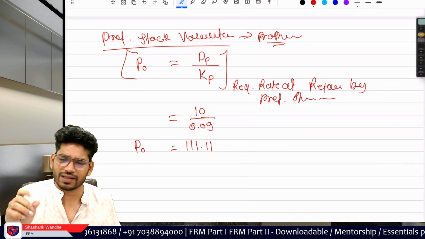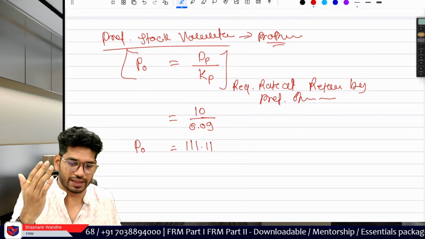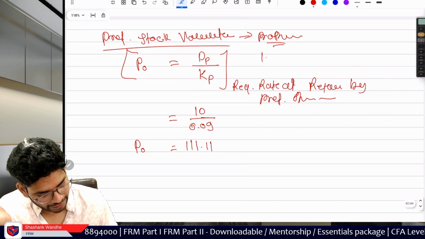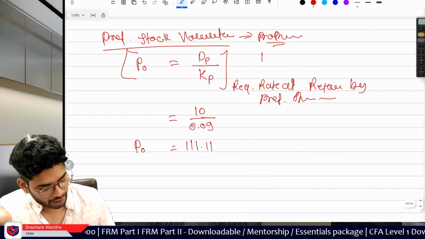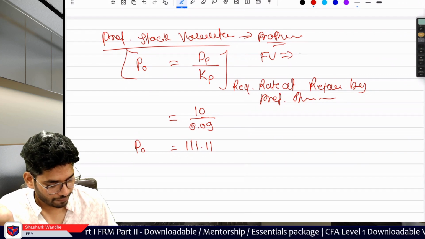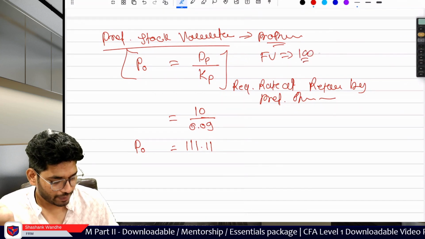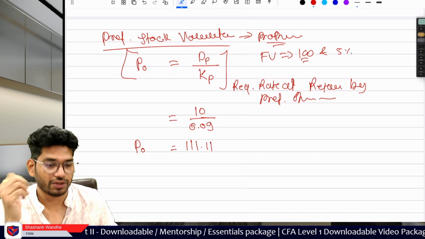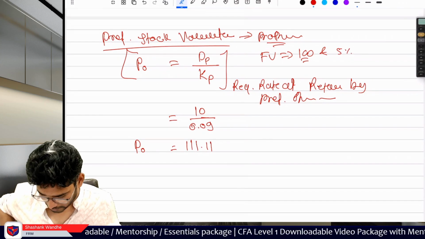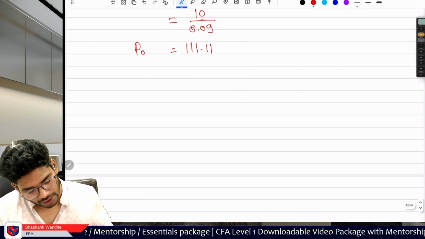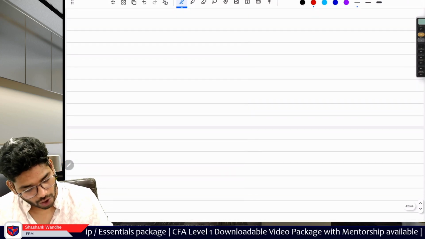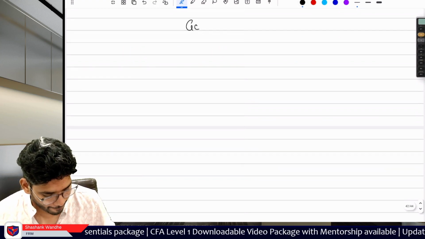So common mistake areas are not there, the dividend is the dividend. One more thing: this dividend is on the face value only. So the preferred dividend is on the face value. If the face value is 100 and the dividend is 5%, you have to calculate 5% on the face value. Once we are done with this, the next discussion is on Gordon's growth model.